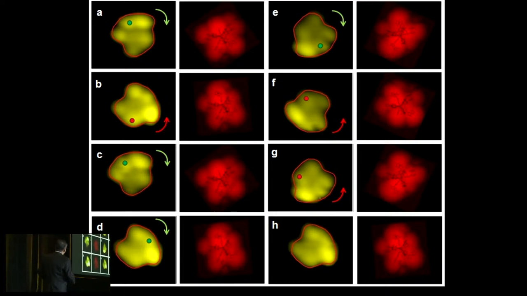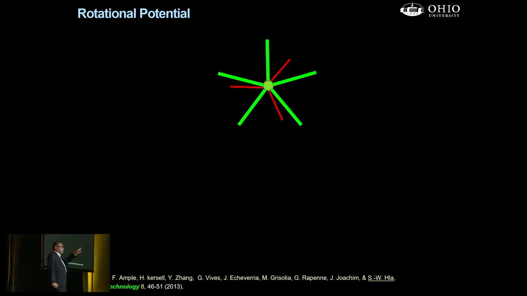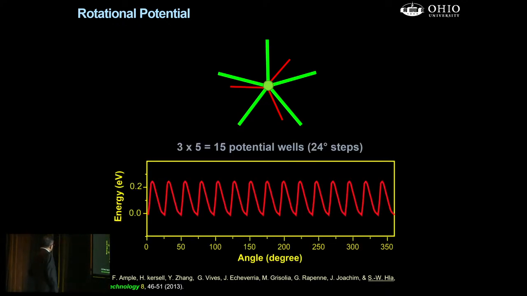So what you are seeing here is the experiment, in yellow, and the red are the simulated or calculated images of the molecular motor at a different angle. Now, in order to explain how we control the direction, we need to understand the rotational potentials. Here I'm going to show you the 5-arm rotor with the 3 legs. If you rotate one complete turn, 360 degrees, we cross 15 potential wells. And that is shown here.